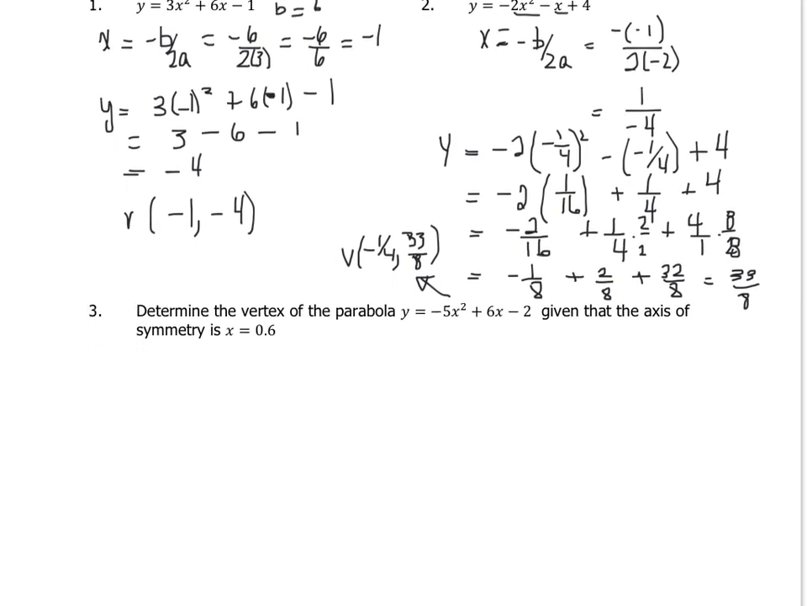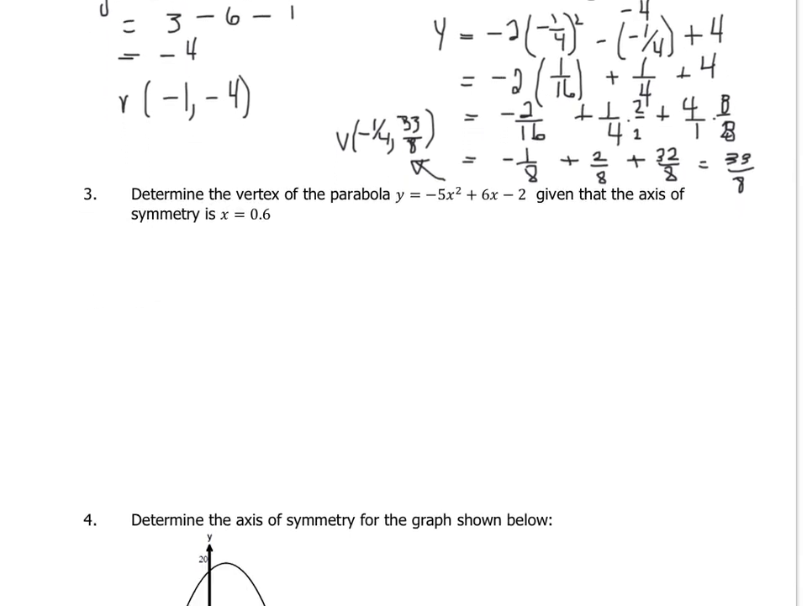So the next question says to determine the vertex, given that the axis of symmetry is x equals 0.6. So basically, we know that the axis of symmetry value is the same as the x coordinate of the vertex. So we don't actually have to work out negative b over 2a in this case. I mean, if we did, we would get the same answer. But we can just go right ahead and plug it into the equation for x. So x squared would be 0.6 squared times the negative 5 plus 6 times 0.6, subtract 2.